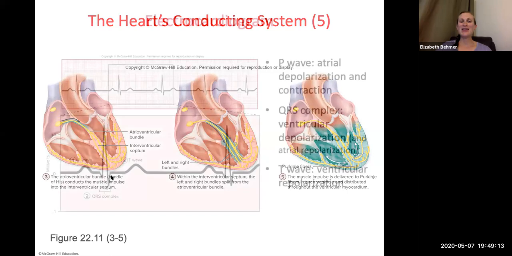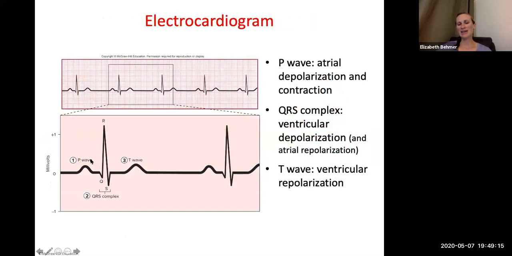So a block in the AV node, for example, would give you a much longer spacing between the P and the R wave, because between the P and the R wave is when the signal should be traveling down to the ventricles. And if the AV node is blocked, it means the signal is stuck there longer than it should be.